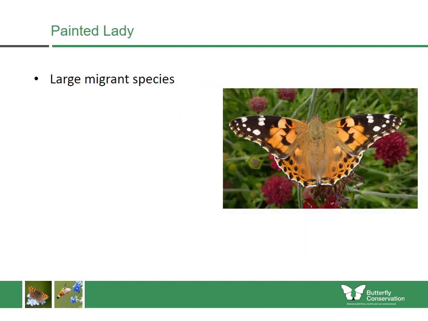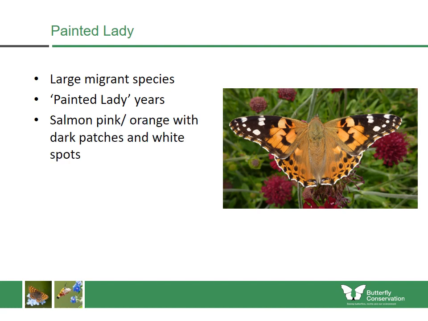So painted ladies are a migrant species, and this one comes from southern Europe and Africa every year to the UK in varying numbers. We get what are called painted lady years. Some years we get tens of millions of them, and other years we get very little. It often depends upon the weather in Africa and Europe.